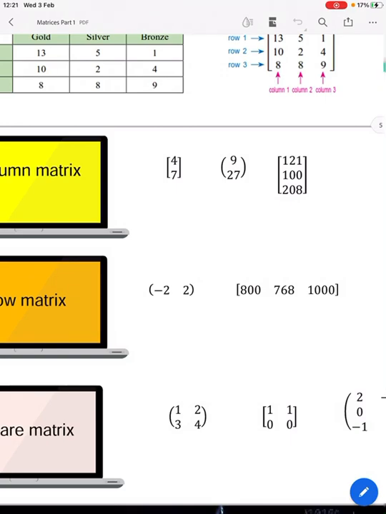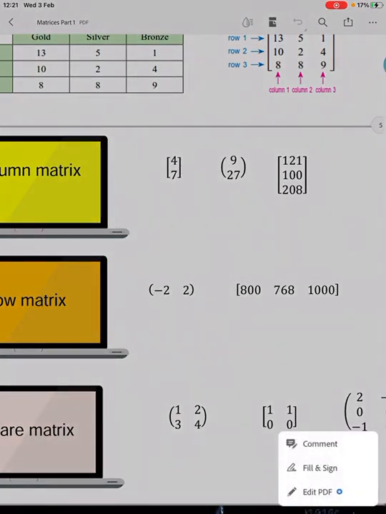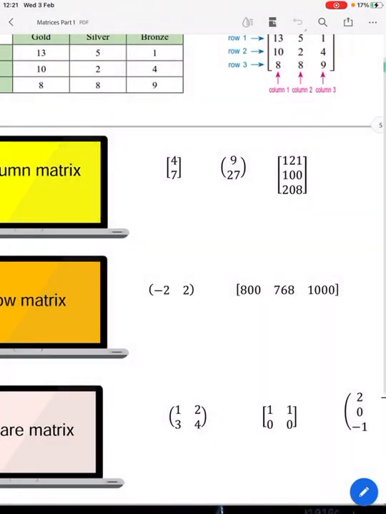Okay, so if you can see here, I use square brackets as well as the usual brackets. So I can use square brackets, I can use the usual brackets that we usually use.